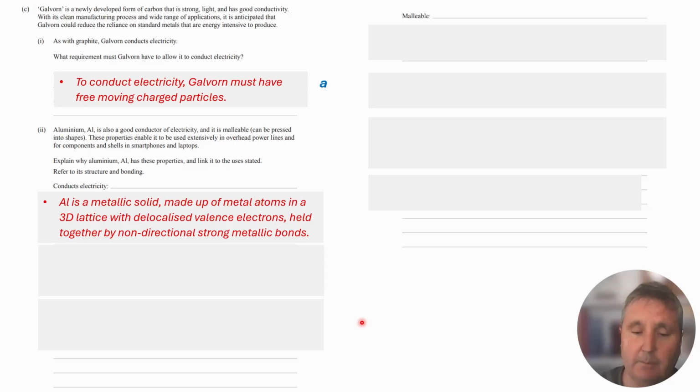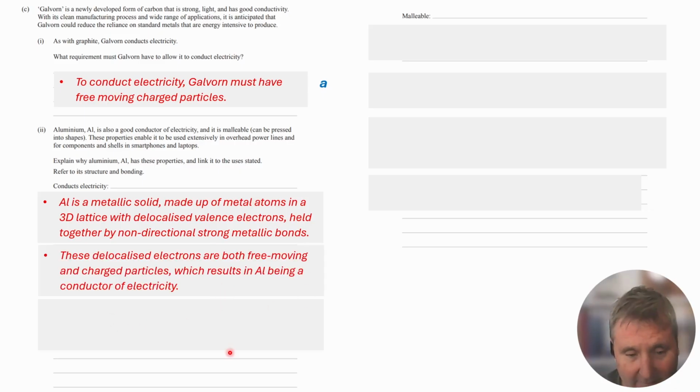So it's a metallic solid made up of metal atoms with delocalized valence electrons held together by non-directional strong metallic bonds. Cool. That is going to be an achieved point just in itself. We have stated the type of substance, the particles, and the bonding, and we get that out of the way first. Now, why does it conduct electricity? Well, these delocalized electrons have a charge and are free to move, so they can conduct electricity. Straightforward. This should be a merit point.